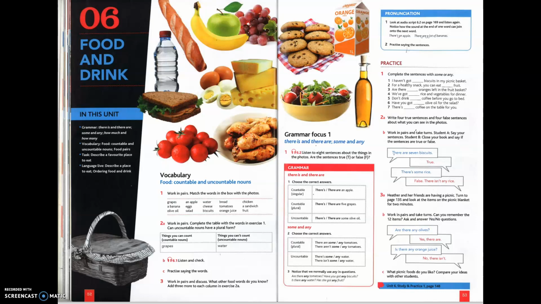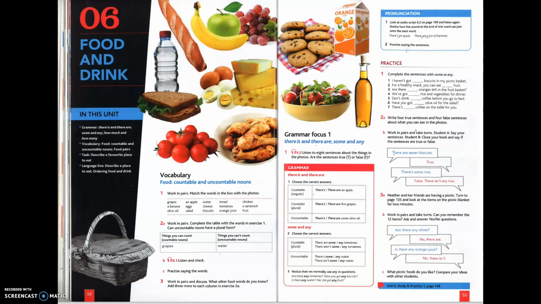This screencast supports this lesson, which is Unit 6 of Cutting Edge Elementary, by Sarah Cunningham and Peter Moore and Araminta Crace, C-R-A-C-E, published by Pearson. And you're going to need a few things for this 2-hour lesson.